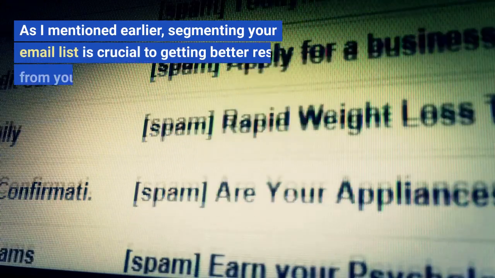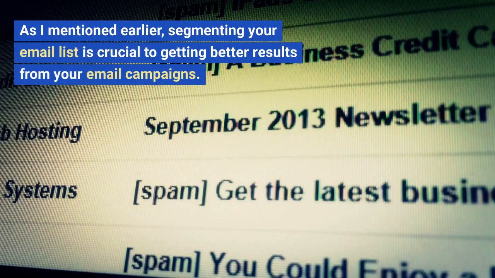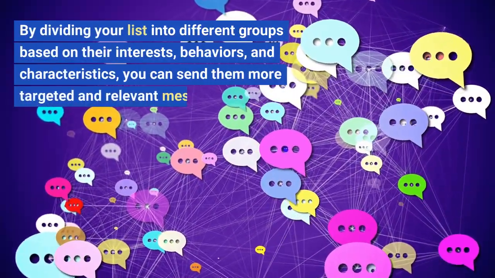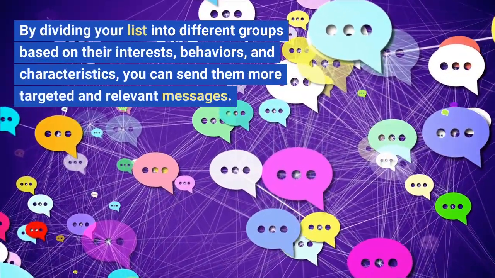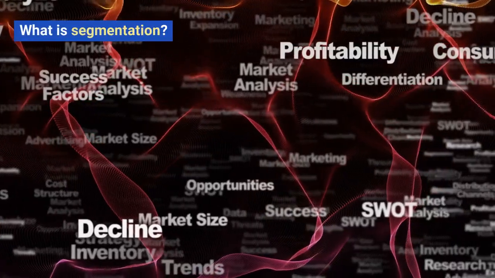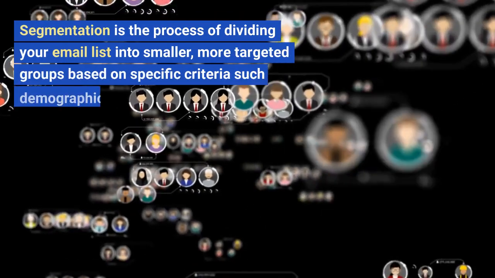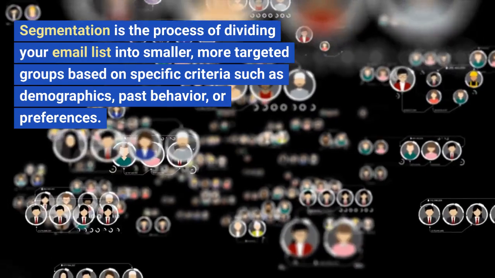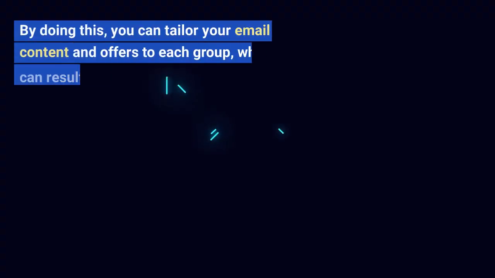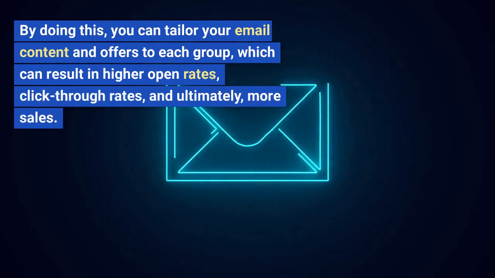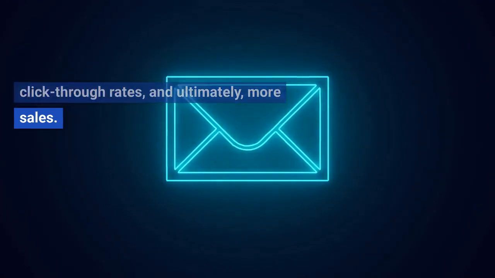As I mentioned earlier, segmenting your email list is crucial to getting better results from your email campaigns. By dividing your list into different groups based on their interests, behaviors, and characteristics, you can send them more targeted and relevant messages. What is segmentation? Segmentation is the process of dividing your email list into smaller, more targeted groups based on specific criteria such as demographics, past behavior, or preferences. By doing this, you can tailor your email content and offers to each group, which can result in higher open rates, click-through rates, and ultimately, more sales.